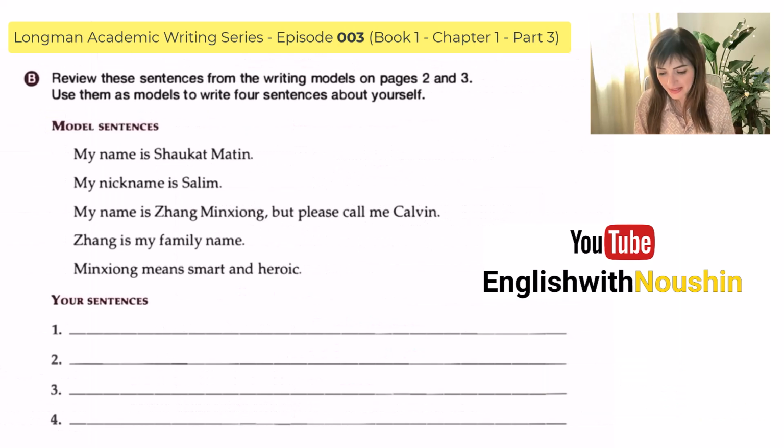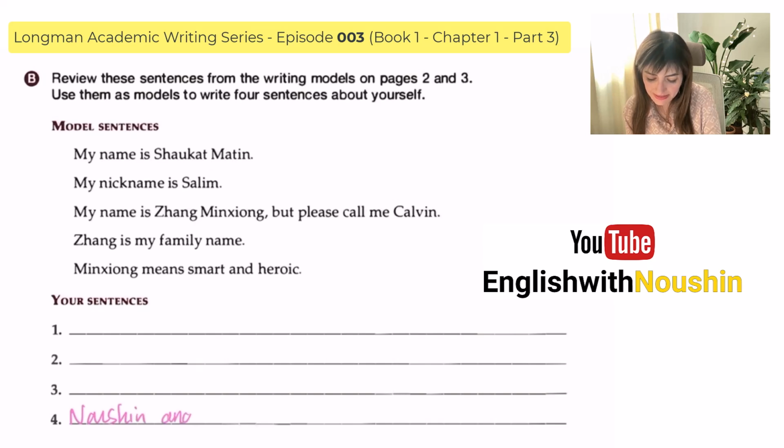Done. Another little review. Do you remember we said look at model sentences and then write yours? Here you've got these model sentences. My name is, my nickname is, my complete name is, please call me, my family name, and this last part is interesting. I really don't know how to pronounce this, but it means smart and heroic. In the comments, tell me what your name means. My name is Noushin, and it means a sweet drink.